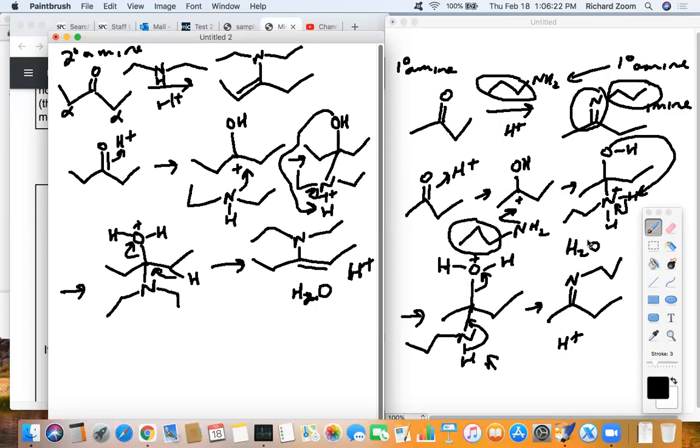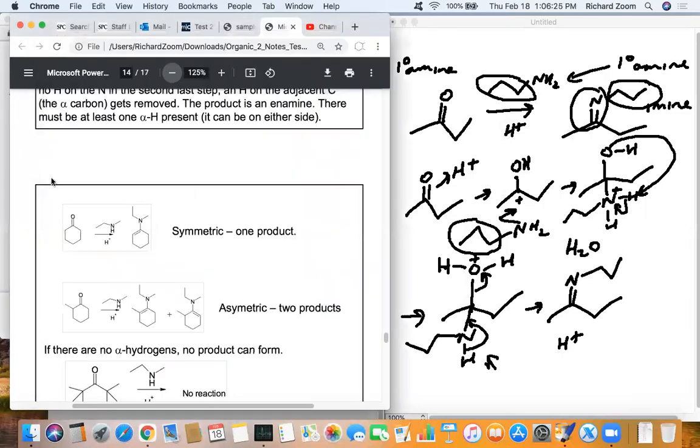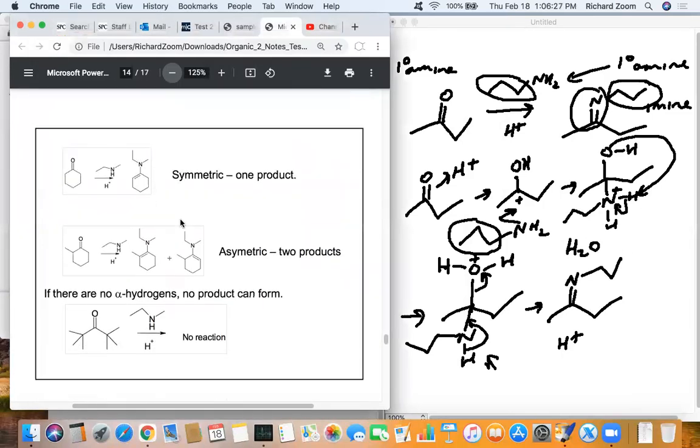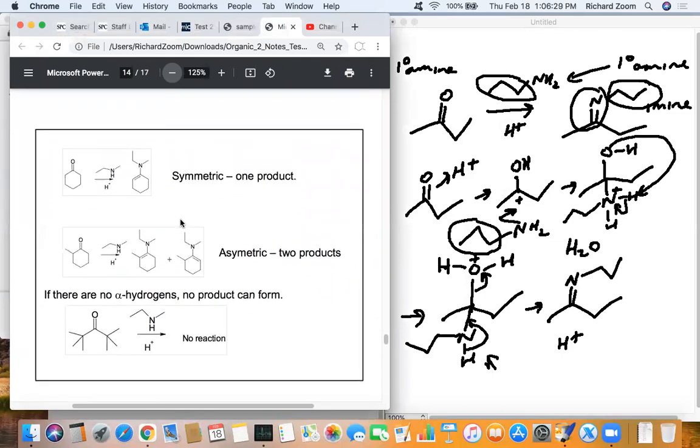Okay. So when we're dealing with a symmetric ketone, that is one that's got a plane of symmetry down the center like this one does, and you can see it goes right through the C double bond O there, then we get one product when we treat it with an amine or a secondary amine, and the double bond could be on either side. So either way, that would give you the same compound.